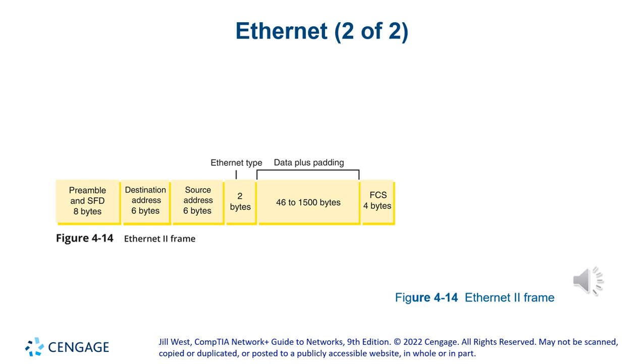So this is a frame with a fully loaded 1500 bytes of data. So you have 1526 total. If you add 8 plus 6 plus 6 plus 2 plus 1500 plus 4, it'll be 1526. But your data can be more than 1500. Again, even some headers will use information there.